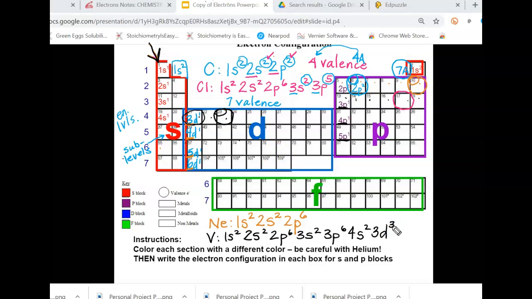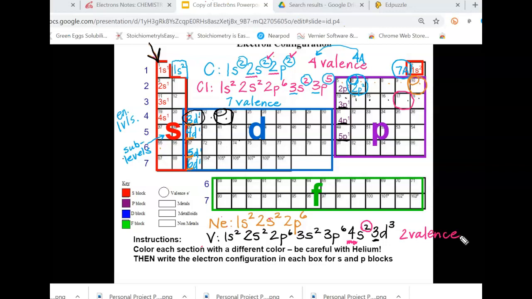Okay, so the big thing that changes is that once you get to the D, this number is always lower than this number. So in this case, remember we talked about the number of valence electrons being those electrons in the outermost energy level. And as you can see, the fourth energy level really is the larger, so outermost, energy level. So vanadium would have only 2 valence electrons.